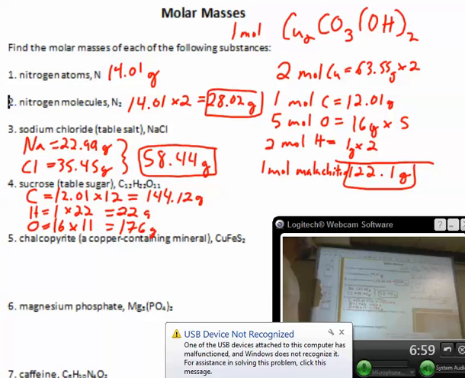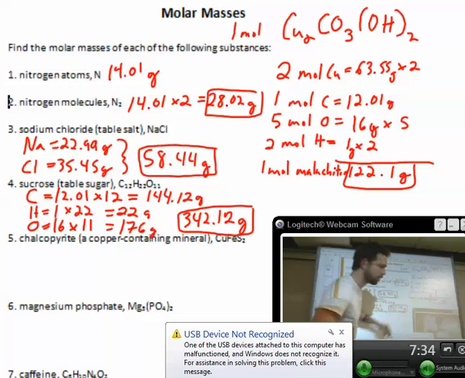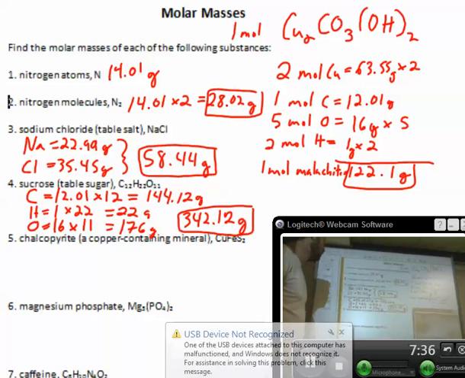I add them up, and what do I get? I'm doing this in my head here, so maybe you guys could help me out. I get 342.12 grams. All right, so that's the answer for that one.